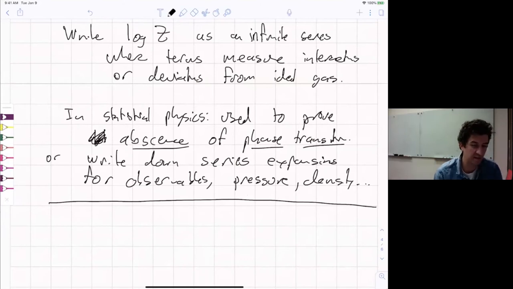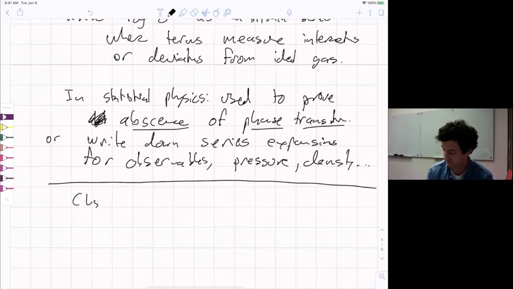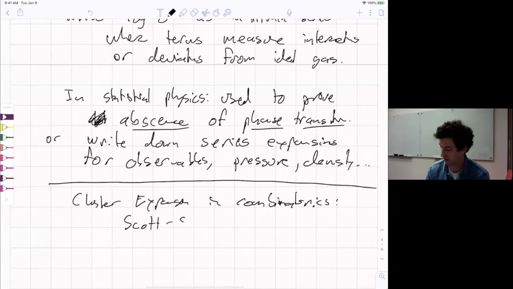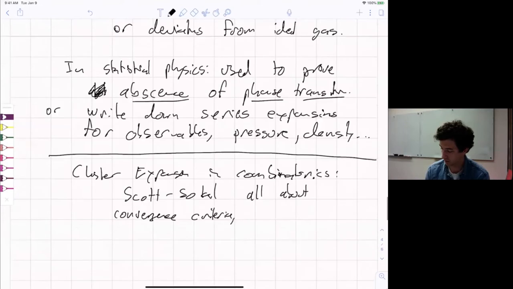I will say that the cluster expansion has been studied a lot in combinatorics. The paper to look at is the paper of Scott and Sokal. And it's all about convergence criteria, which we'll get to, but more importantly, the connection to the Lovász local lemma.